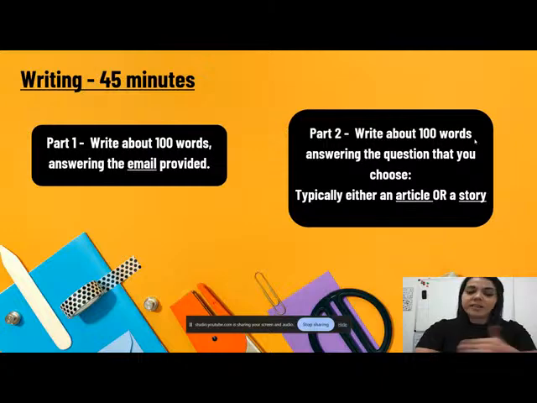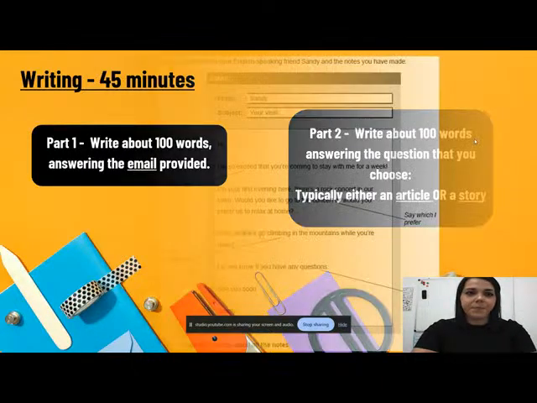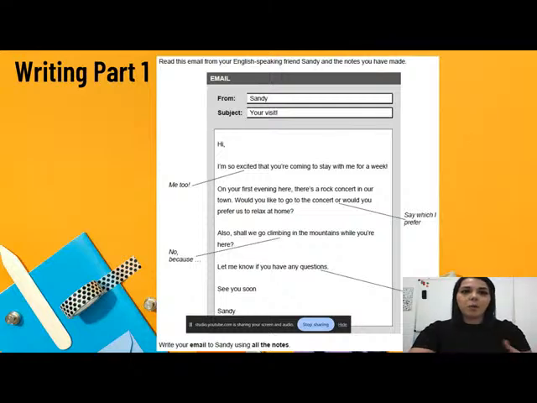Let's have a look at some examples of the types of questions that you might see. Okay, so this is writing part one, what it might look like. You can see here, we have an email from Sandy, our English friend, obviously. So when we're answering this email, we need to look at the prompts that are given to us. We have to respond to them.